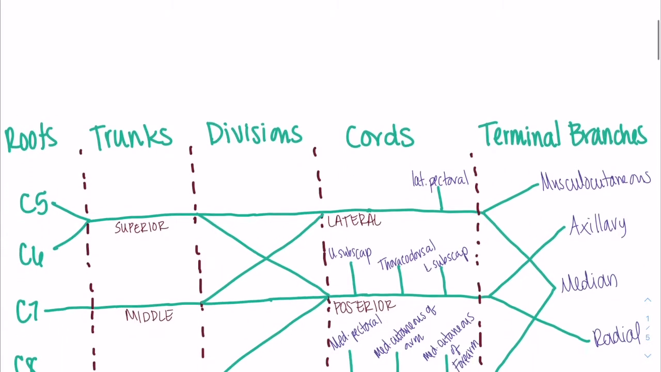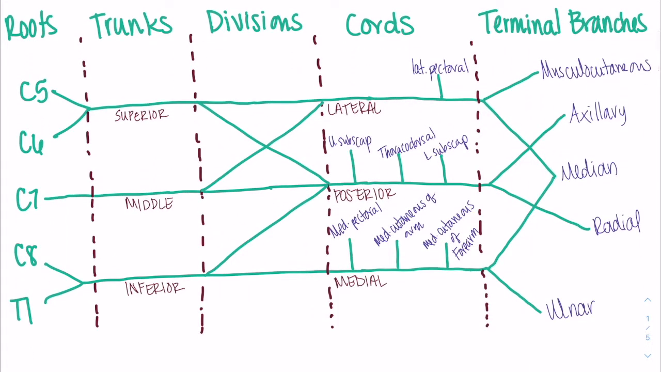brachial plexus as seen in Objective 10.4. As a recap, I have drawn the roots, trunks, and divisions, and we're going to focus on the cords and terminal branches. So there are three cords. First, the lateral cord, which is the anterior division of both the superior and middle trunk. Then we have the posterior cord, which is the posterior division of all three trunks. And then we have the medial cord, and that is the anterior division of the inferior trunk.